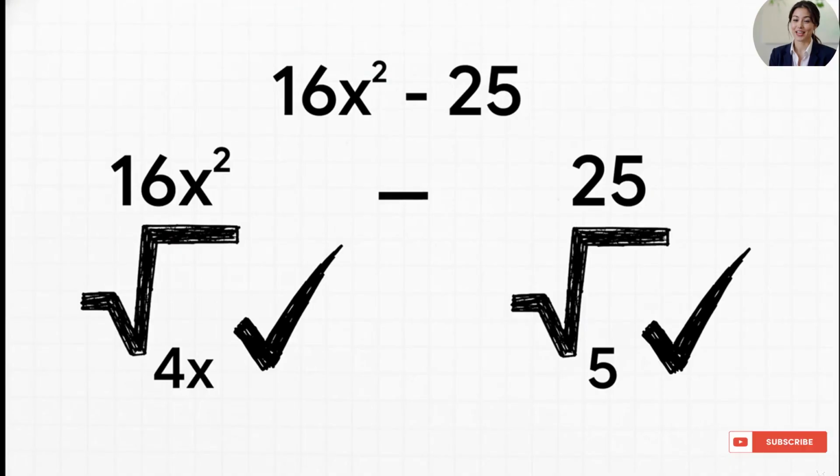So let's try one out. We've got 16x squared minus 25. Okay, let's check our boxes. Is 16x squared a perfect square? Yep, its square root is 4x. Is 25 a perfect square? You bet, its square root is 5. And are they separated by a minus sign? Yes, they are. We found our pattern.